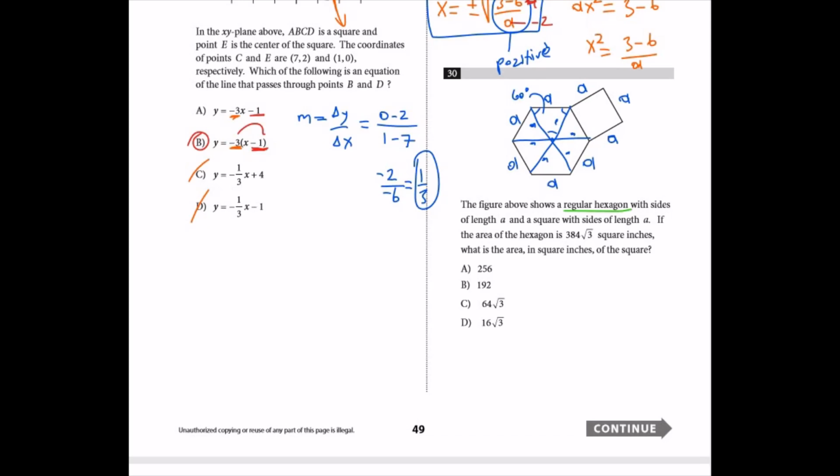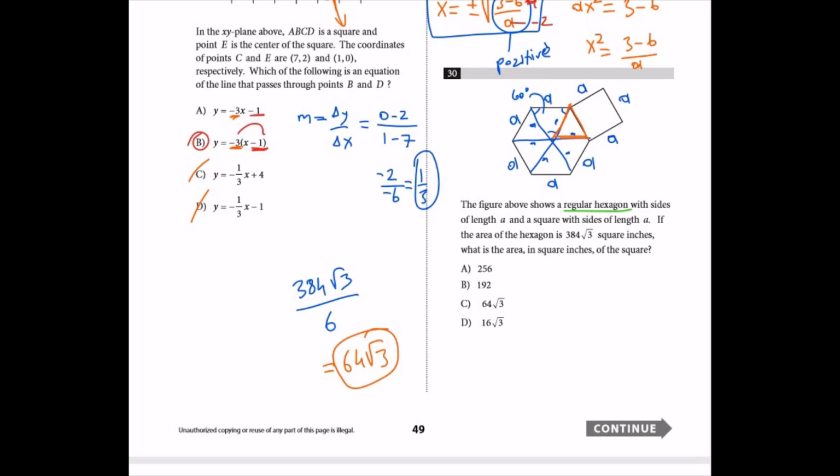Okay, now we can find the area of one equilateral triangle. If I divide 384 root 3 by 6, I find the area of one single triangle here. Let's say this orange triangle. Okay, 384 divided by 6 is 64 root 3.